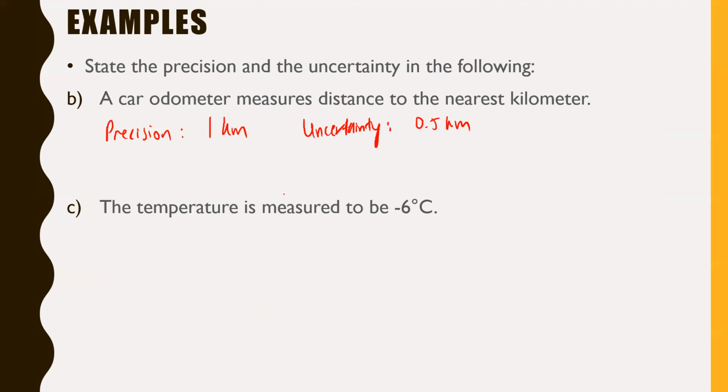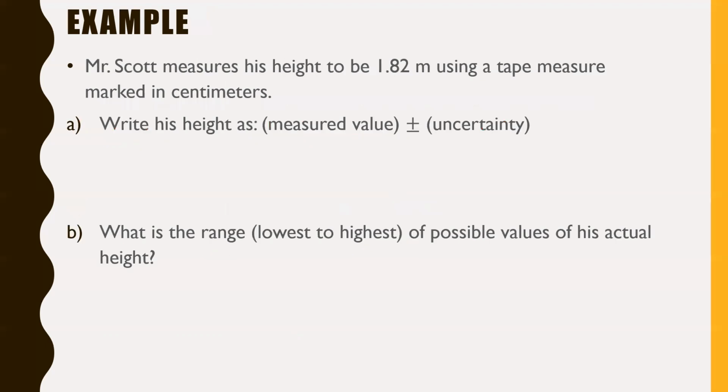Next one, the temperature is measured to be -6 degrees Celsius. Because they didn't put a decimal in there or anything like that, I'm going to assume we just measure to the nearest degree Celsius. So the precision of our thermometer is 1 degree Celsius. And therefore our uncertainty, it's like beating a dead horse here, is going to be 0.5 degrees Celsius. It's just half the precision. That's all it is, right? So your precision is just your smallest unit of measurement, whatever you're measuring to. That's it.